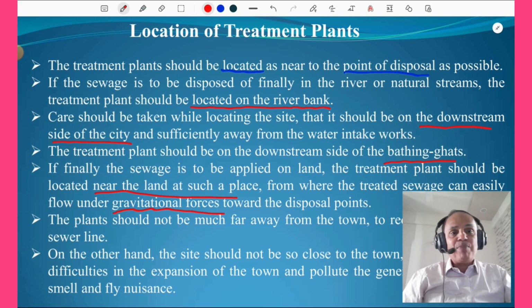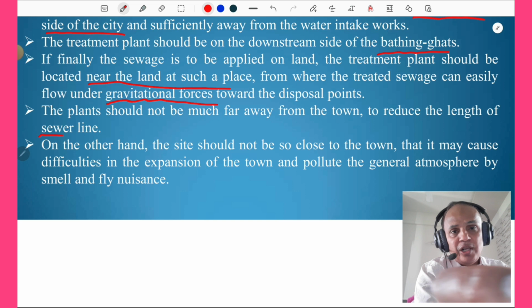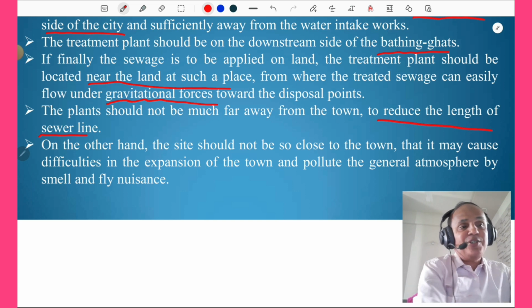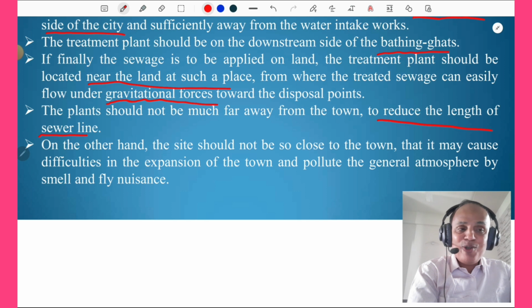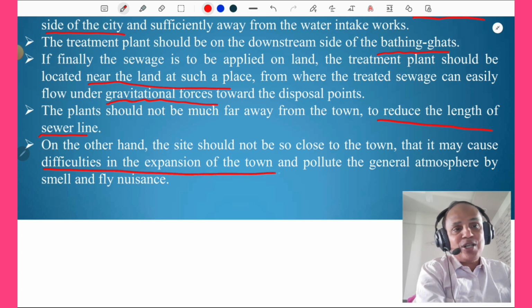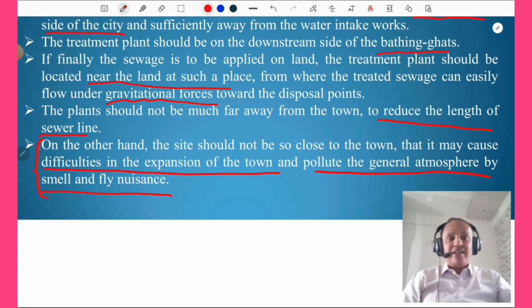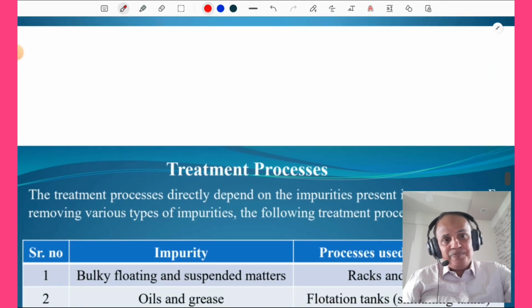That is important. And the plant should not be much away from the town, to reduce the length of the sewer line. So the length of the sewer line is also a consideration. It should be near the city, but it should be on the downstream side and away from the bathing ghats. On the other hand, the site should not be so close to the town that it may cause difficulties in the expansion of the town and pollute the general atmosphere by smell and fly nuisance. It is very important, and a designer must consider this point to decide the location of the treatment plant.